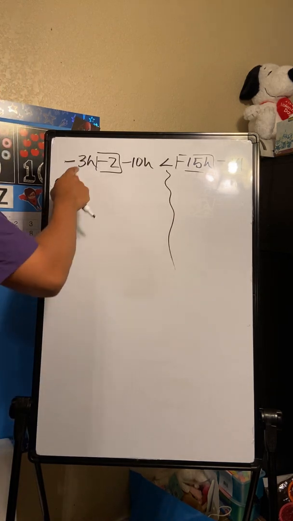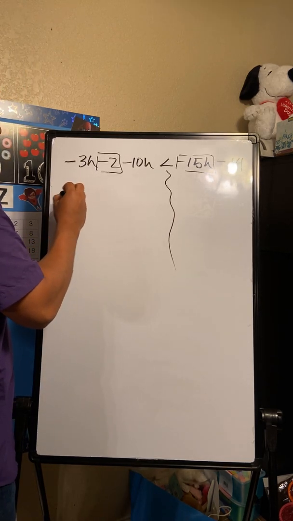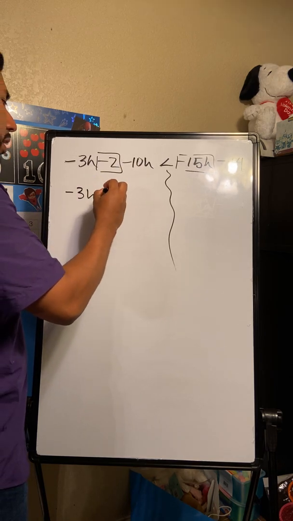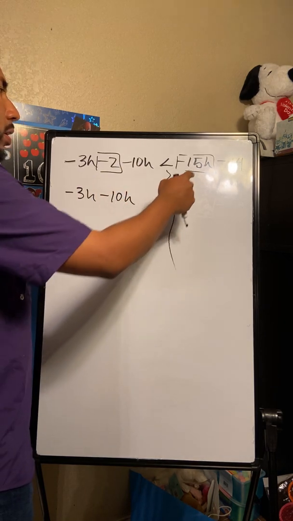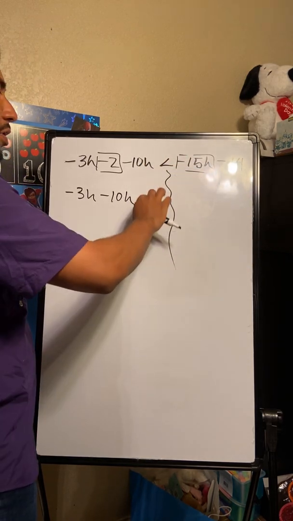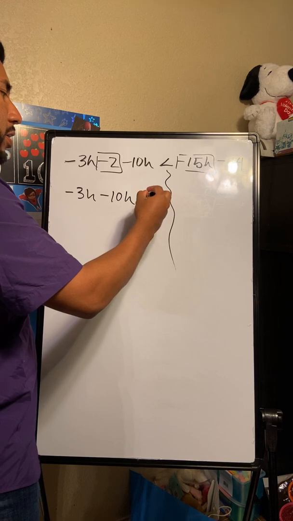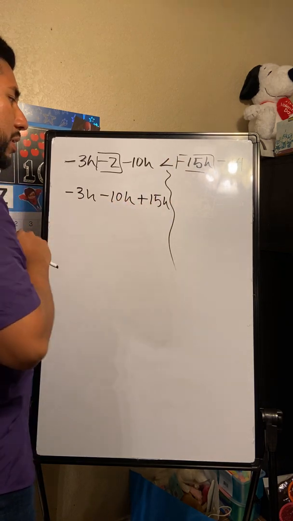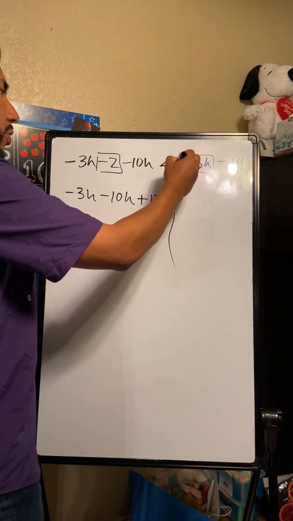So let's do it. Bring down my negative 3h. This guy comes right here because that's also an h. Negative 15 comes over here, but remember, don't forget, if it switches sides, it changes signs. It goes from negative to positive. I'm going to scratch it out.